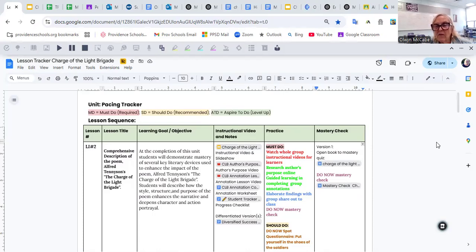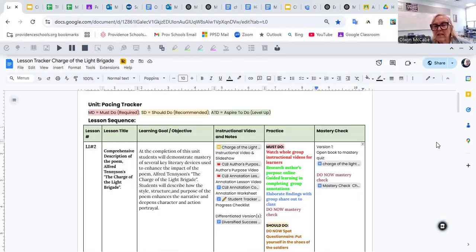This was a lesson developed to have the students work on interpreting a poem. The poem here is The Charge of the Light Brigade. You'll see that it's called the pacing tracker, and what that does is show students what tasks are involved in completing this lesson. There are three types of tasks. One is a must do. The second is a should do. And the third is aspire to do. I'll get into that in a moment.